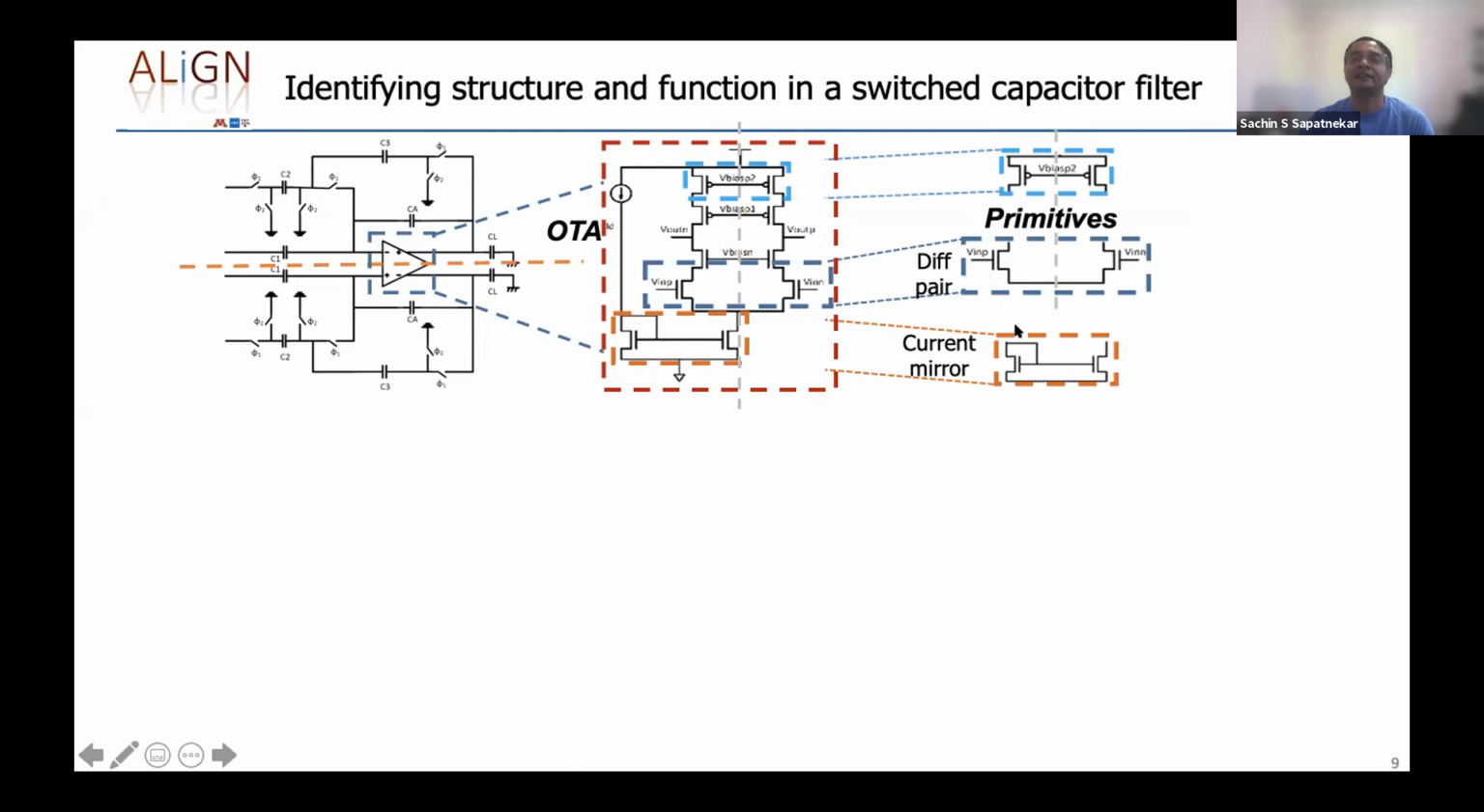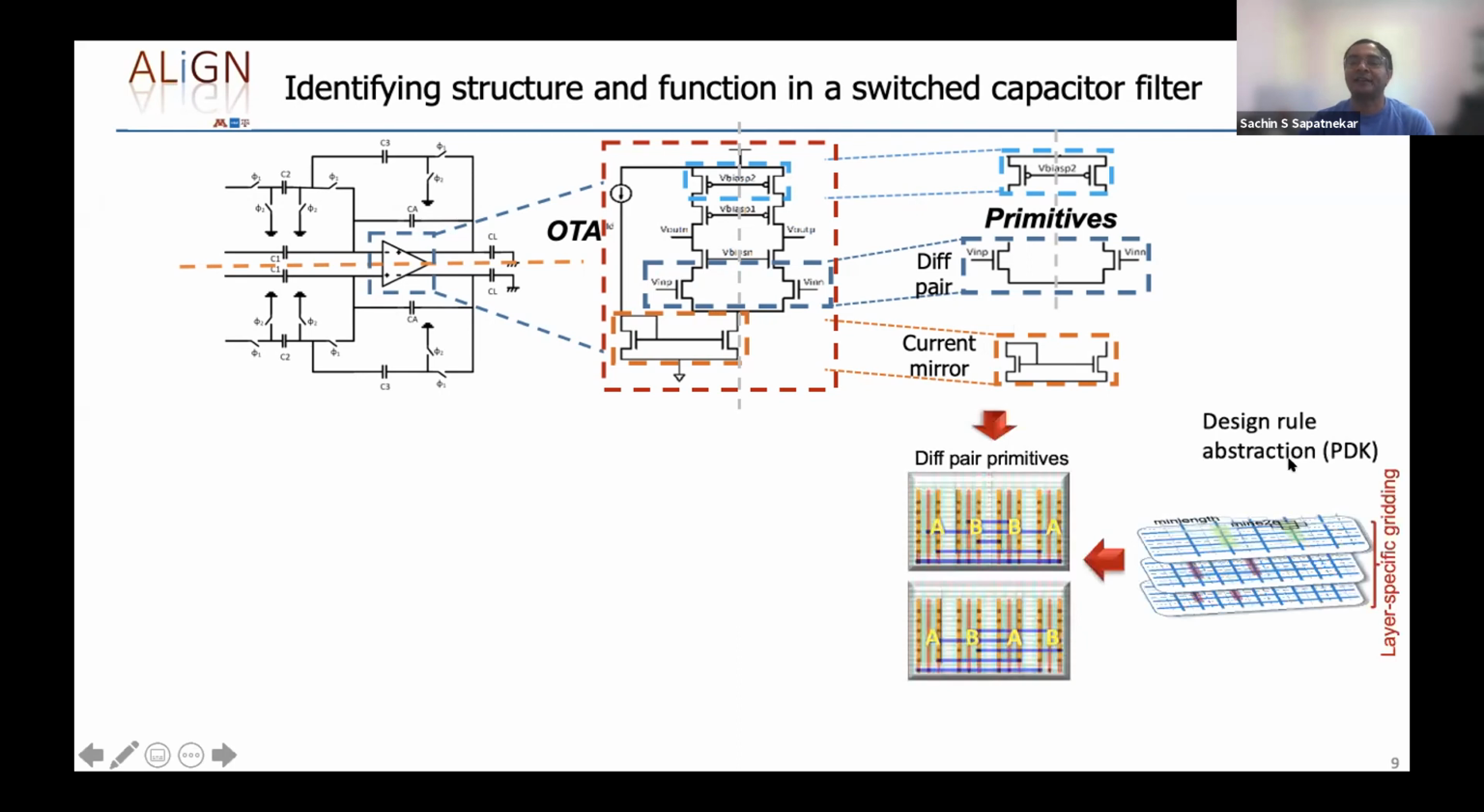At this point, we can actually do kind of algorithmic layout generation for these structures that we call primitives. So this is where we meet up with the design rules. We abstract the design rules into a JSON format, and we have a layer-specific gridding. So every layer has different gridding. We can talk about that a little more later. Based on this and the primitive structure, we can generate layouts for the primitives, and we can capture analog-specific constraints like common centroid or interdigitated structures, etc.